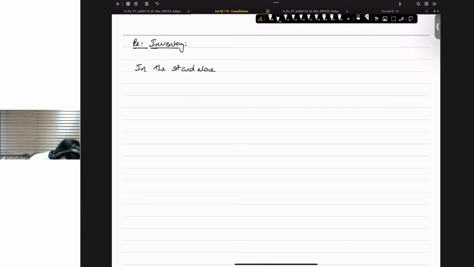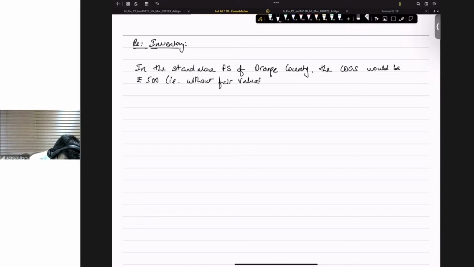In the standalone financial statements of Orange County, the COGS would be rupees 500. That is without fair valuation, which is correct. I'm not denying it. Standalone wise, it is correct.